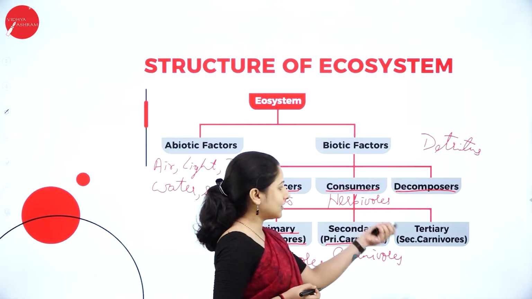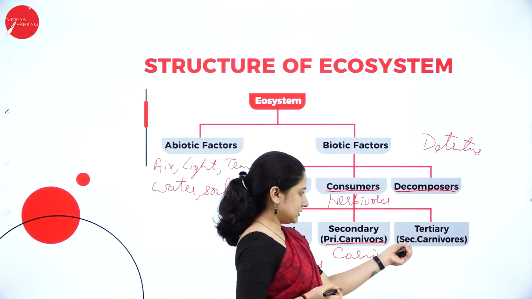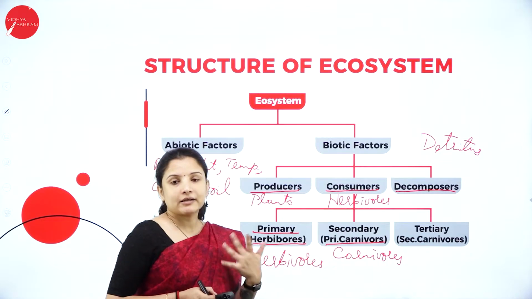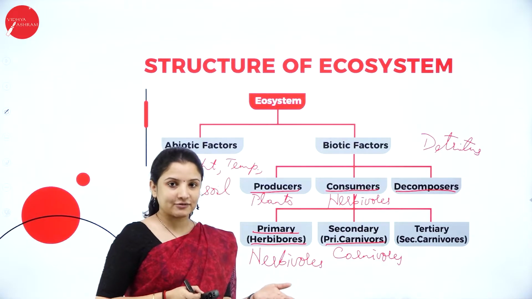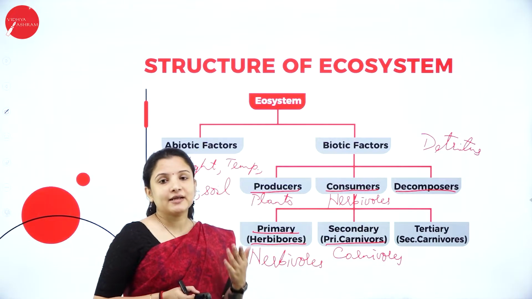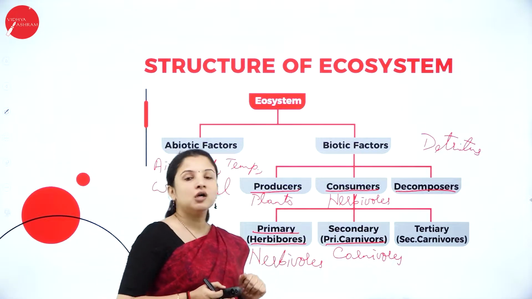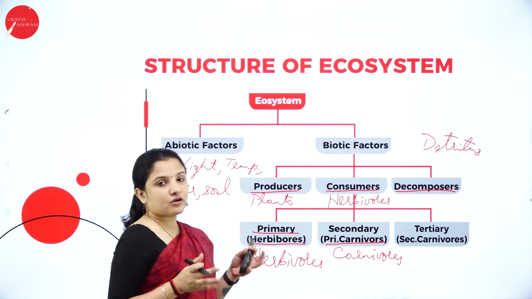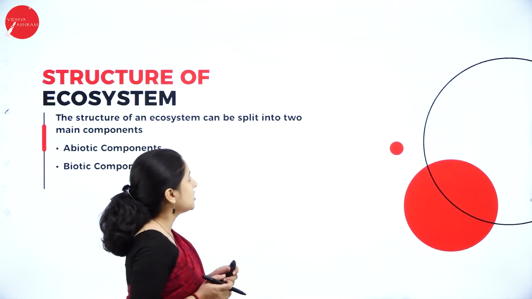And next, in consumers, we have the tertiary consumers, or the secondary carnivores. For example, man can come under the secondary carnivore because he is an omnivore as well. He feeds on the green plants as well as on meat, right? Therefore man is one of the best examples for tertiary consumers or secondary carnivores. So this is how the structure of the ecosystem is framed. So let's study each of these factors one by one.